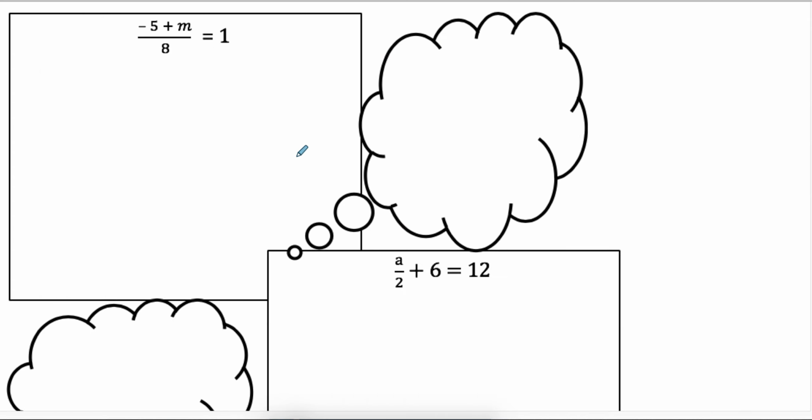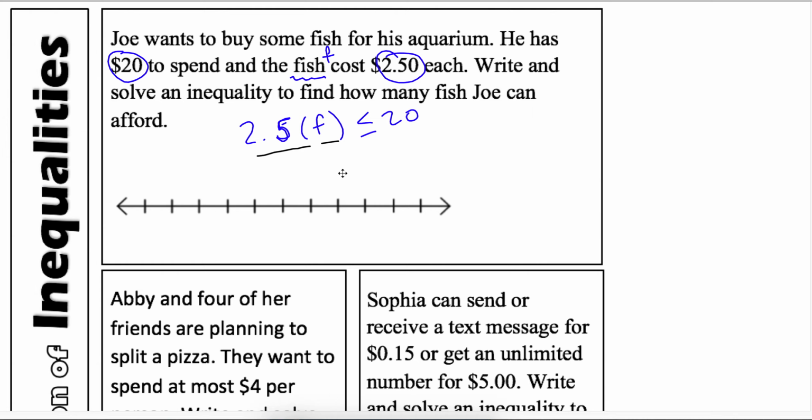To do that, we divide by 2.5 on both sides. These cancel. We get F is less than or equal to 20 divided by 2.5. 20 divided by 2.5, if you want to plug that in, is 8. So how many fish can you buy? We could buy 8 or fewer fish.